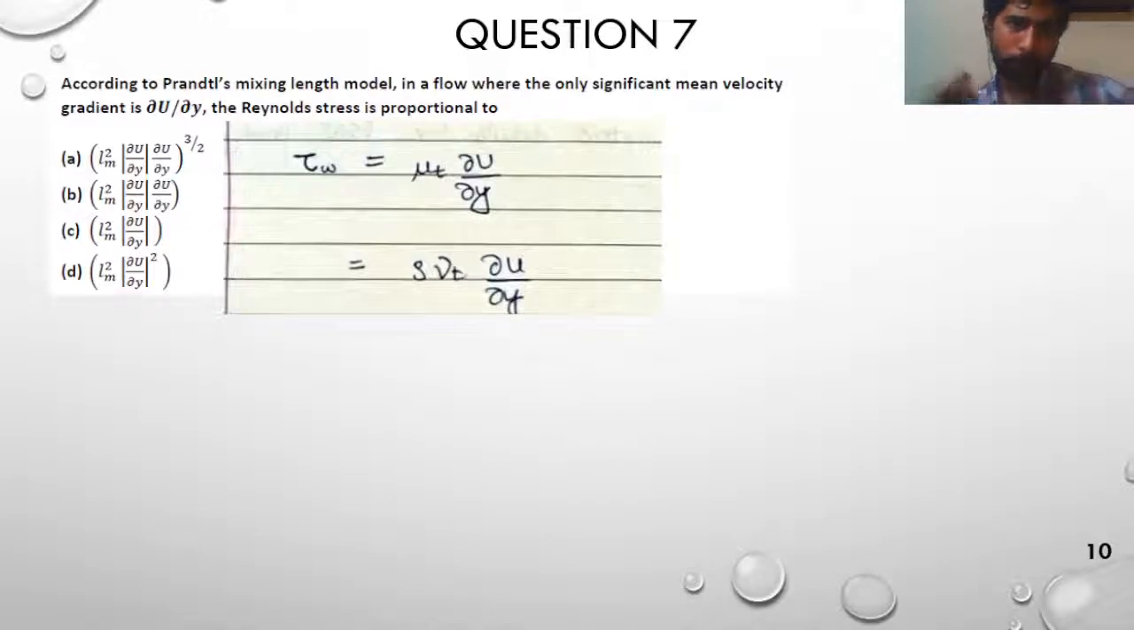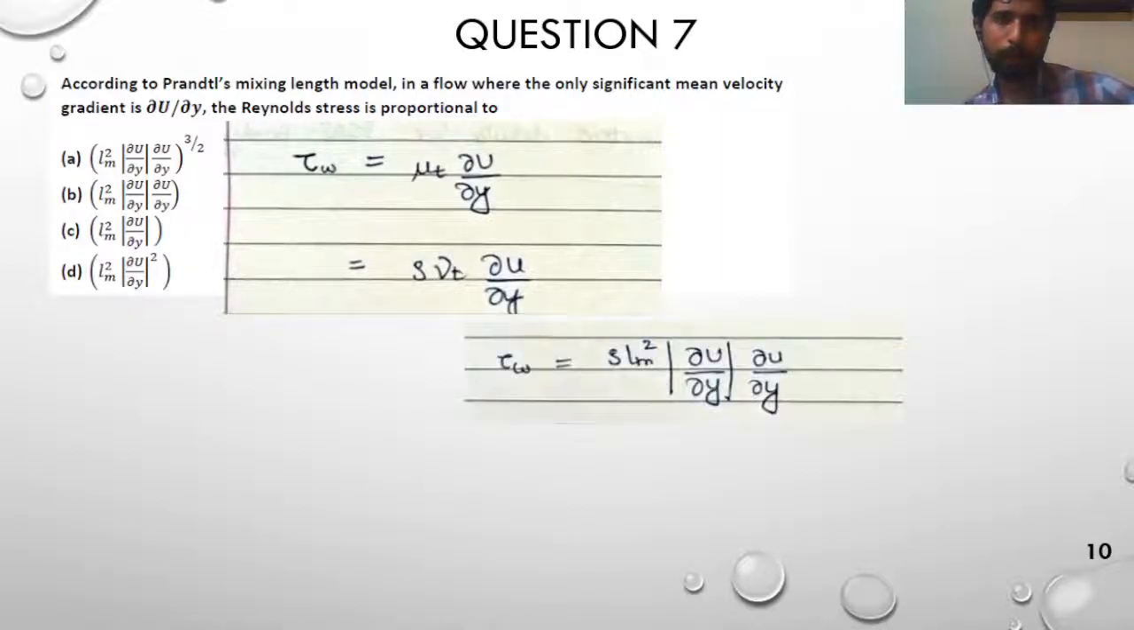Okay, so this mu t you can write it as rho into kinematic viscosity, just some simple alterations. So this turbulent viscosity can be written using Prandtl's mixing length theory as the mixing length square into the magnitude of velocity gradient. So this kinematic viscosity has been replaced here by this term. I hope that it is understood here.